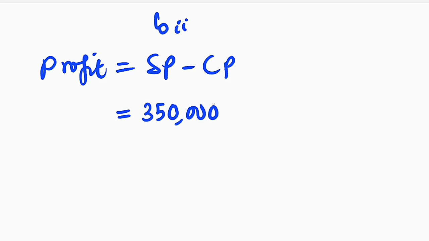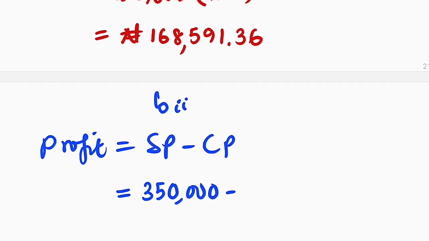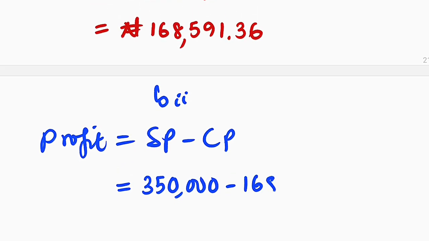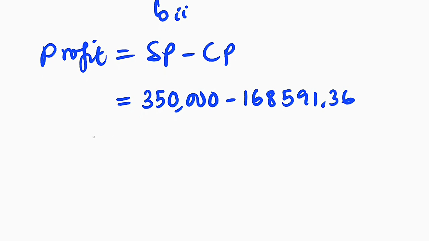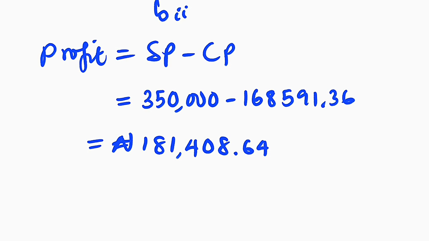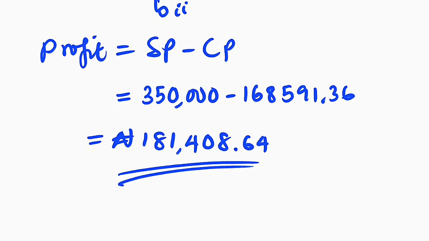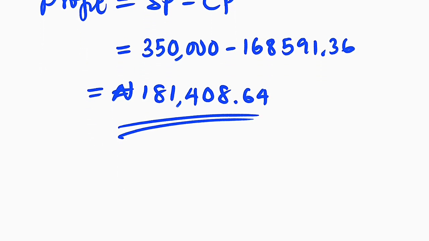350,000 minus the cost price, which is 168,591.36. And this is equal to 181,408.64. So this is the profit made. And that is it for question number 9. Let us move on to question number 10.